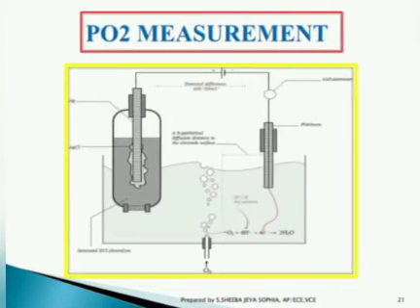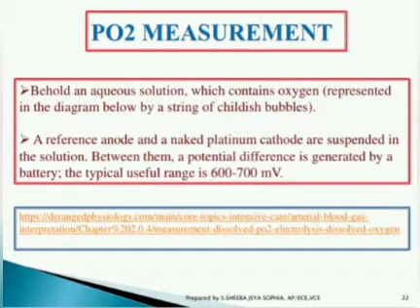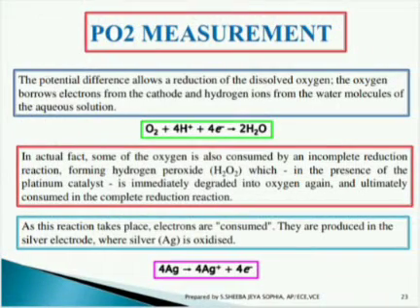Here you can see clearly the diagrammatic representation of PO2 measurement, in which an aqueous solution which contains oxygen is inserted, and a reference anode and naked platinum cathode are suspended in the solution. Between them, a potential difference is generated by a battery which ranges from 600 to 700 millivolt. The oxygen reduction takes place based on the equation given here, and due to this chemical reaction, the electrons are consumed, and they are produced at the silver electrode where silver is oxidized.